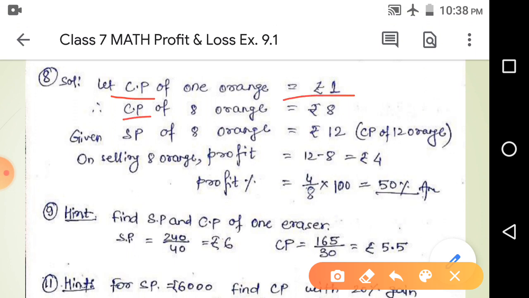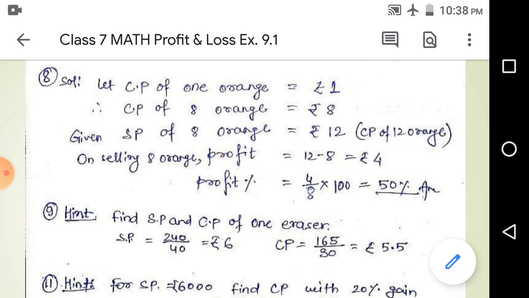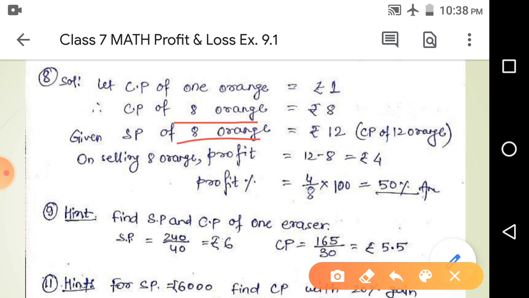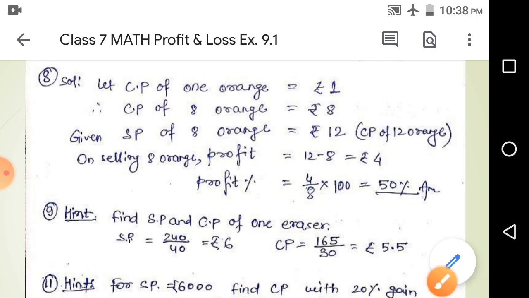Now the cost price of 8 oranges is rupees 8, but the selling price of 8 oranges is rupees 12. Here this 12 means the cost price of 12 oranges, because the cost price of 1 orange is 1 rupee, so the cost price of 12 oranges is rupees 12. It is given in the question that the selling price of 8 oranges is equal to that 12. Now we are dealing with the 8 oranges only. So for 8 oranges, rupees 8 is the cost price, and rupees 12 is the selling price. So we have to find out the profit here.